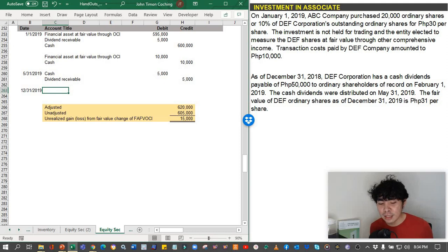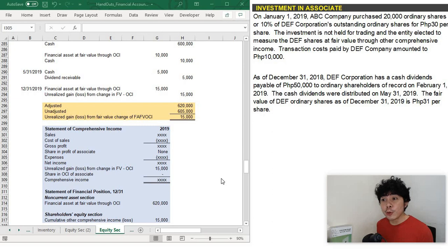So, ang journal entry natin on December 31, 2019 is debit tayo ng financial asset at fair value through other comprehensive income for 15,000 pesos. So, debit yan kasi we need to increase the asset account by 15,000 pesos. Then, credit tayo ng gain, which is unrealized gain in OCI. And that is 15,000 pesos as well. And again, itong gain na to will not be part of the net income computation. This will be presented below the net income, which is part of the comprehensive income. So, ano ang magiging itsura ng ating financial statements as of December 31, 2019?